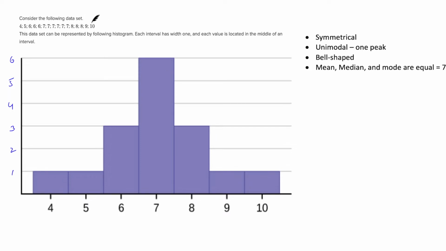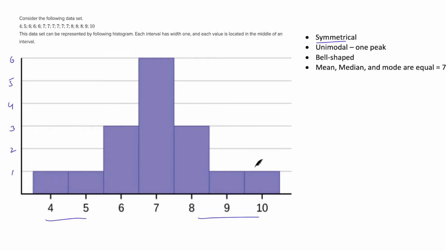Consider the following data set. We have got these values. This data set can be represented by the following histogram. Each interval has width 1 and each value is located in the middle of an interval. Now this graph is called a symmetrical graph. Why do we say it is a symmetrical graph? Because the values on the right and the values on the left are a mirror image of each other.